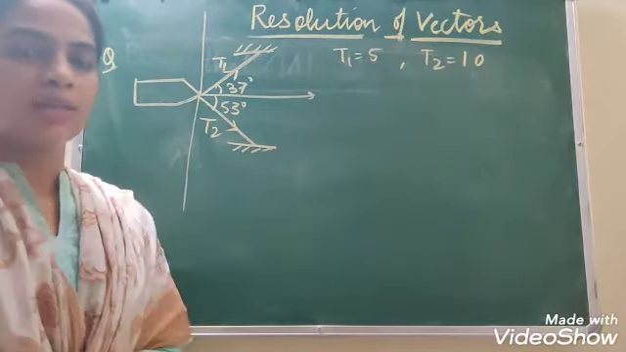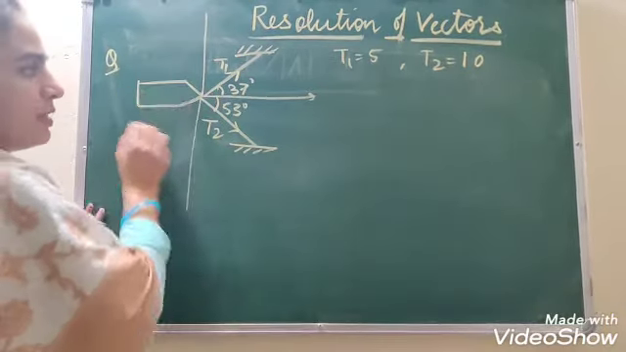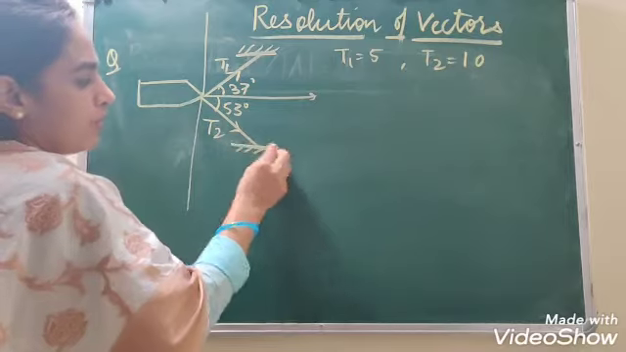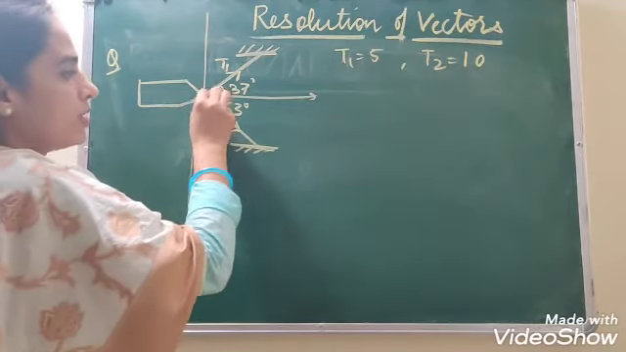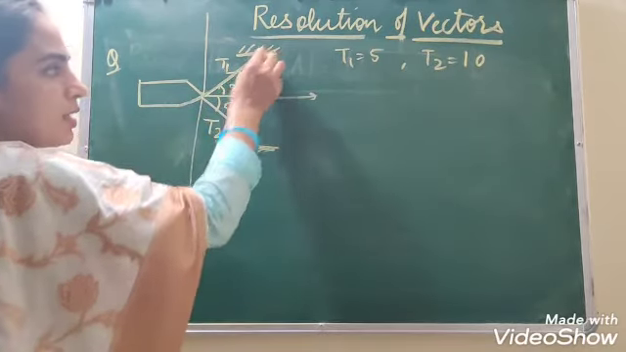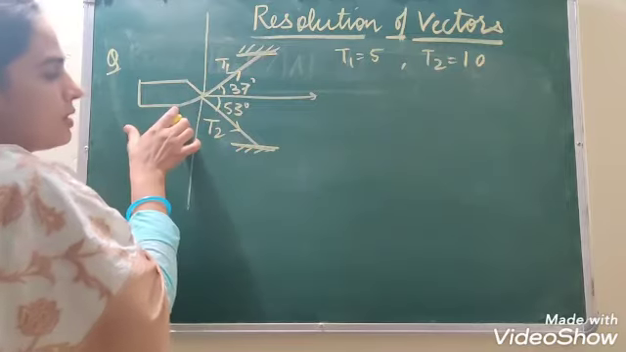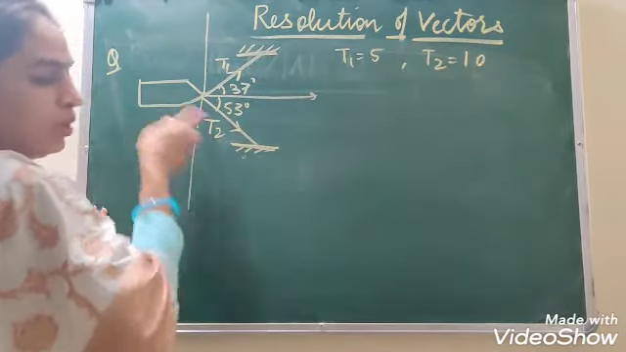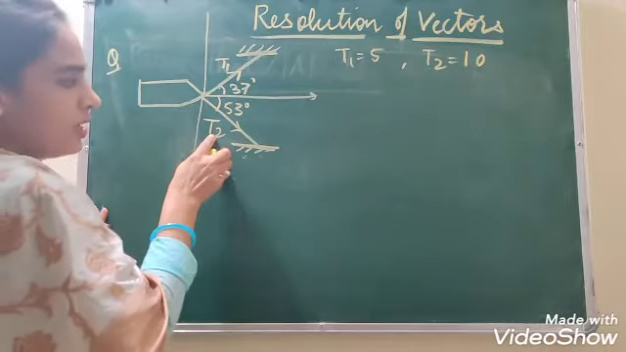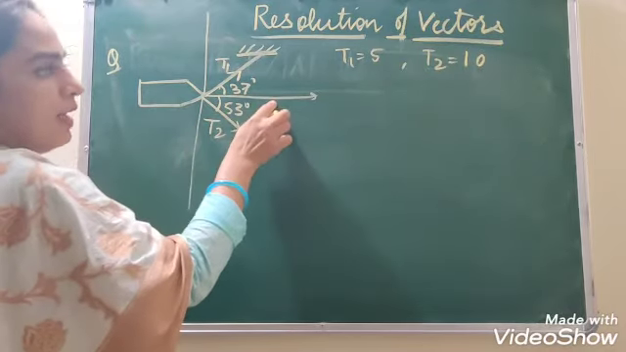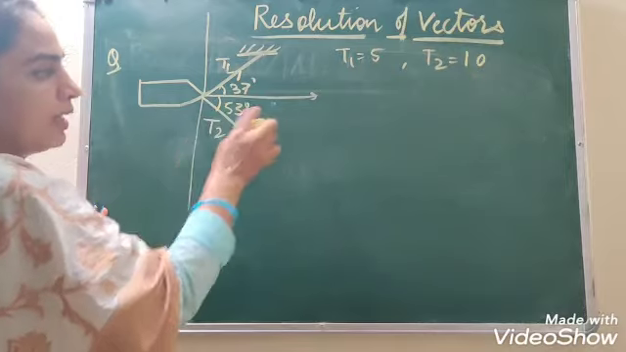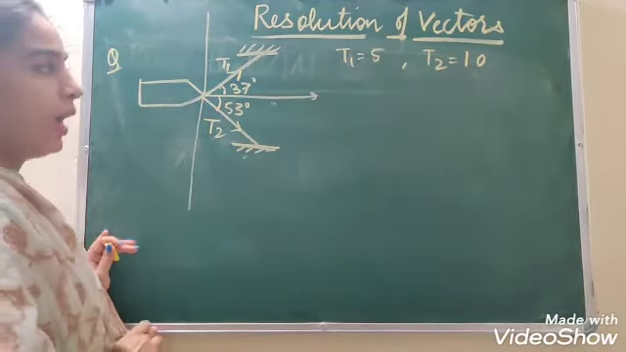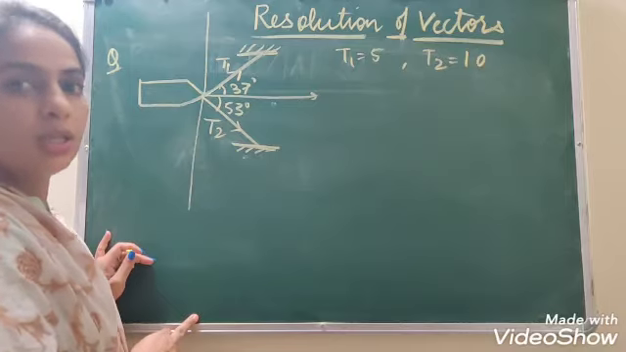So let's take one practice problem. Let us say there is an object over here and it is attached to these 2 points with a string. So this string is pulling this object with tension T1 in this direction, and this string is pulling the object in this direction with tension T2. T1 is inclined at 37 degree, T2 is inclined at 53 degree. T1 is 5, T2 is 10. This is given. I want you all to do these questions in your copies, girls.